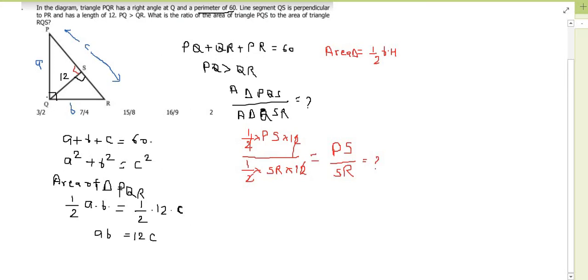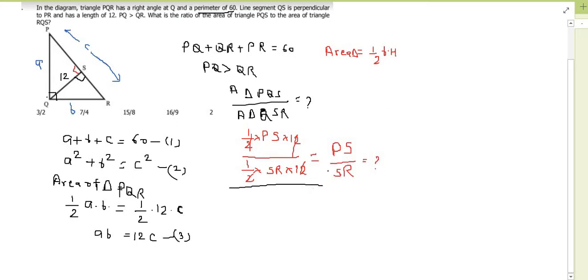Let me call this equation 1, this equation 2, and let's say this is equation 3. See how we can manipulate this. Any idea how I can apply all this information and actually arrive at the ratio that I'm looking for?